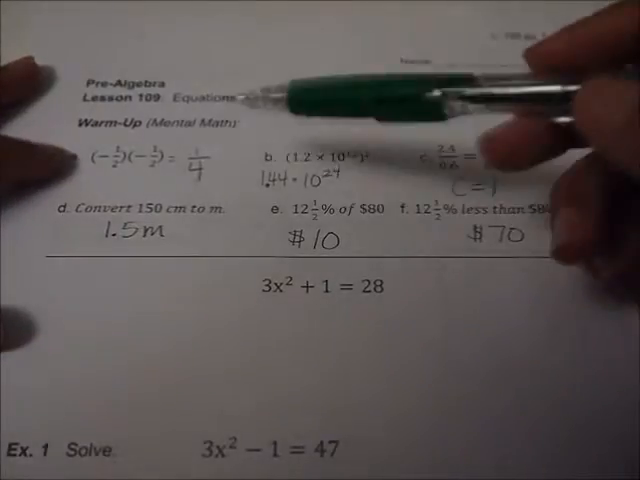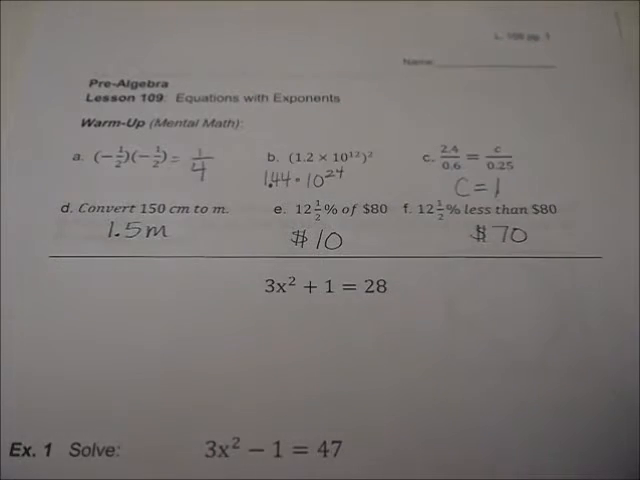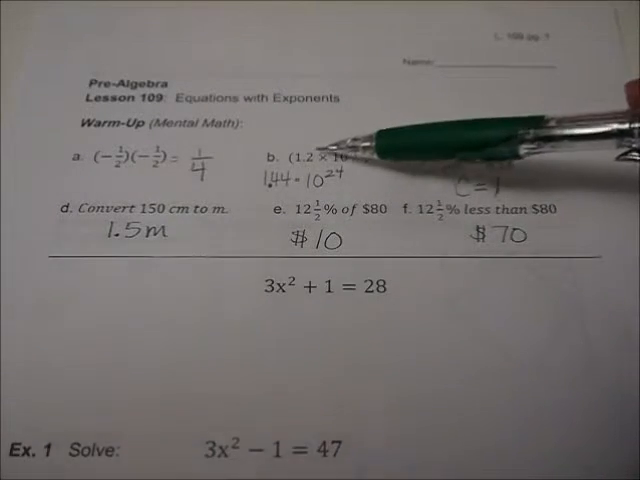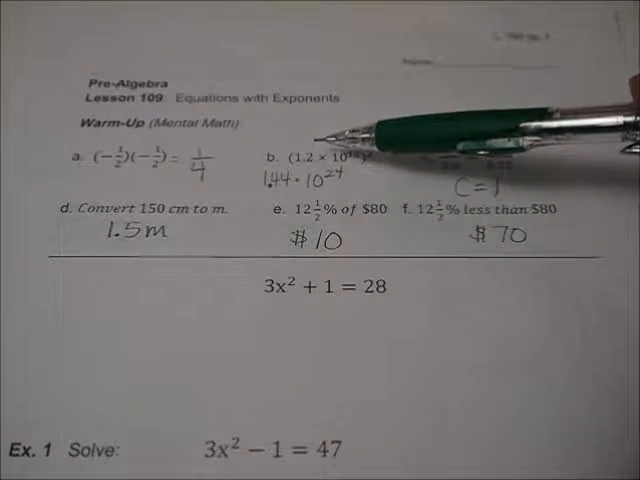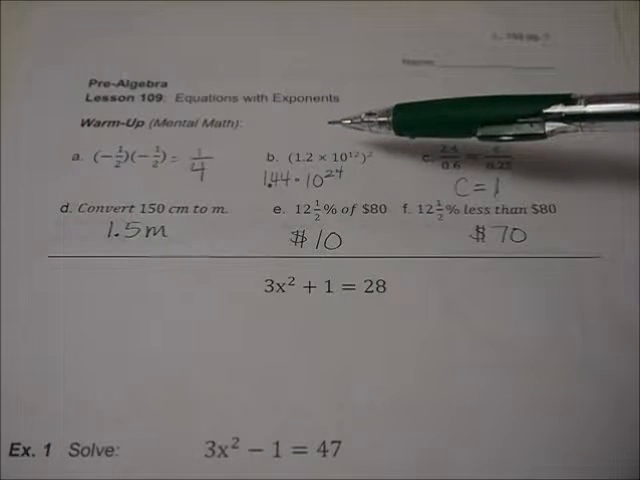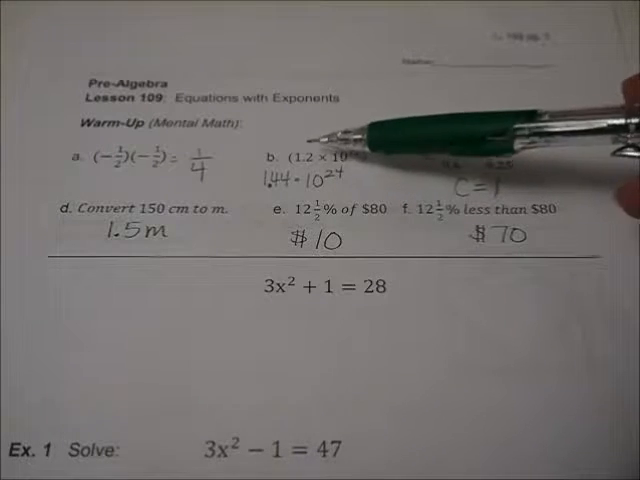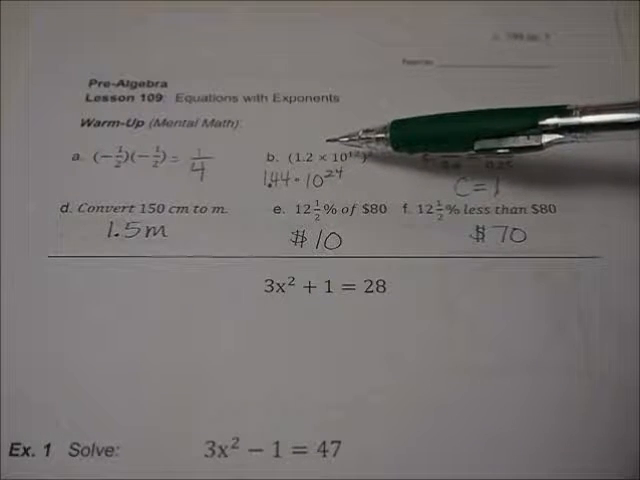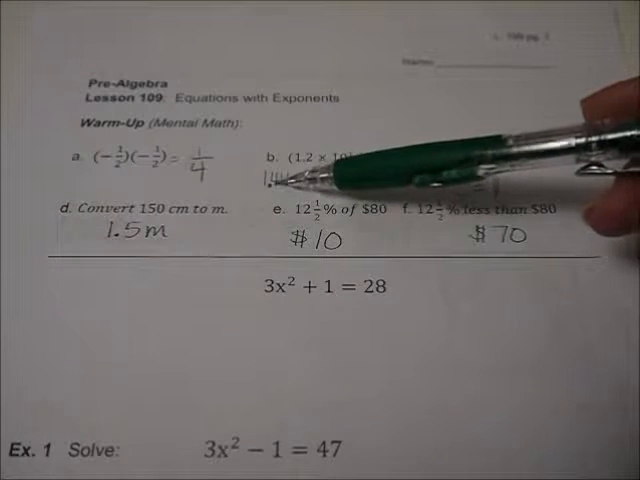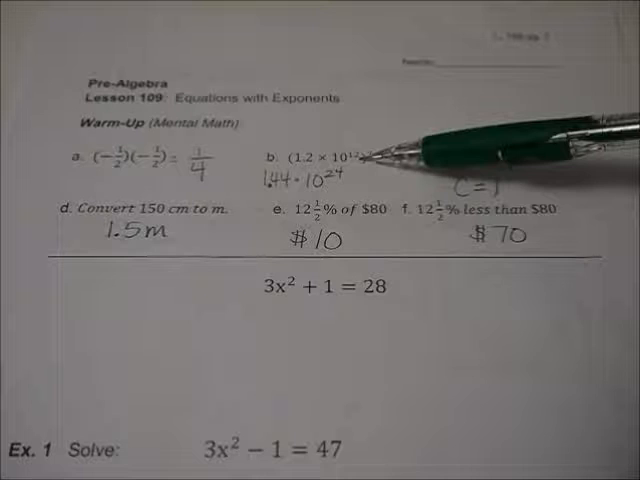Mental math answers. Here we go. Negative a half times negative a half is positive 1/4. What we do here is 1.2 squared is the same as 1.2 times 1.2, or what I think of as 12 times 12 with 2 decimal points. So that would be 144 with 2 digits behind the decimal point. And then this basically means 12 plus 12, right?